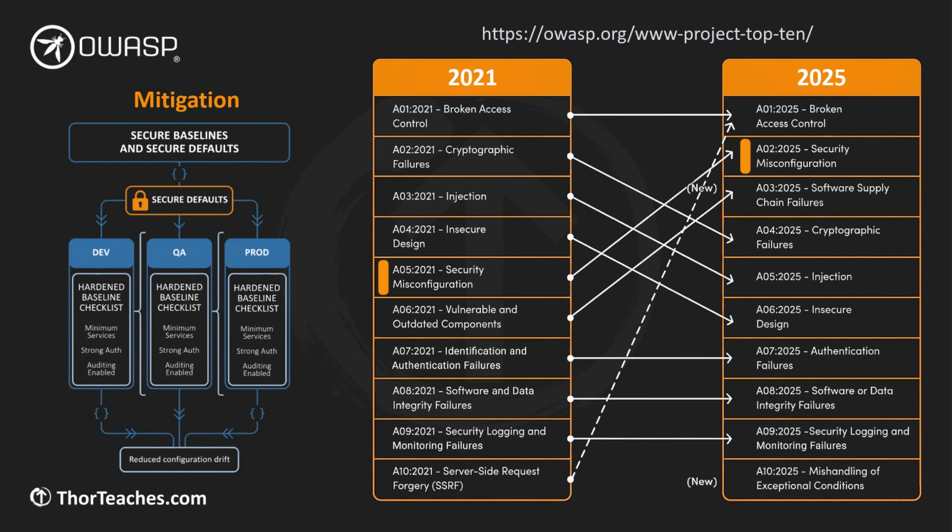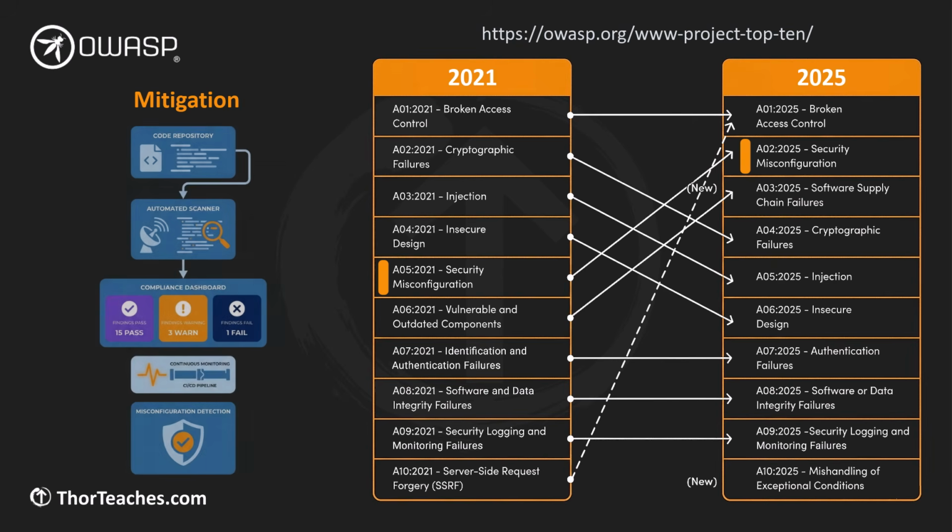Defending against this is less about a single magic control and more about discipline. You want a repeatable hardening process. Every environment, dev, QA, production, should be built from the same secure baseline with automation, not by hand. You strip away anything you don't use. You keep an eye on patches and security notes. You review cloud permissions regularly. And you test your config the same way you test your code, with tools that can scan and report misconfigurations.